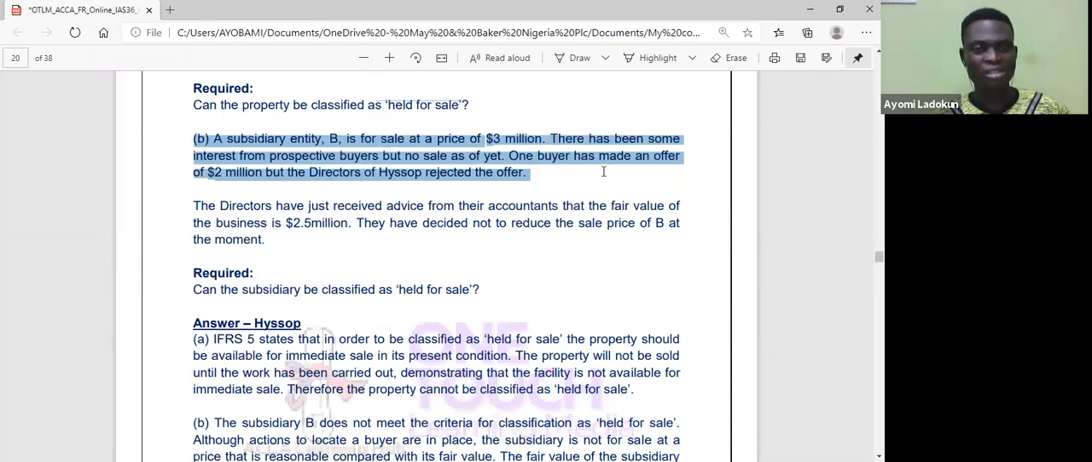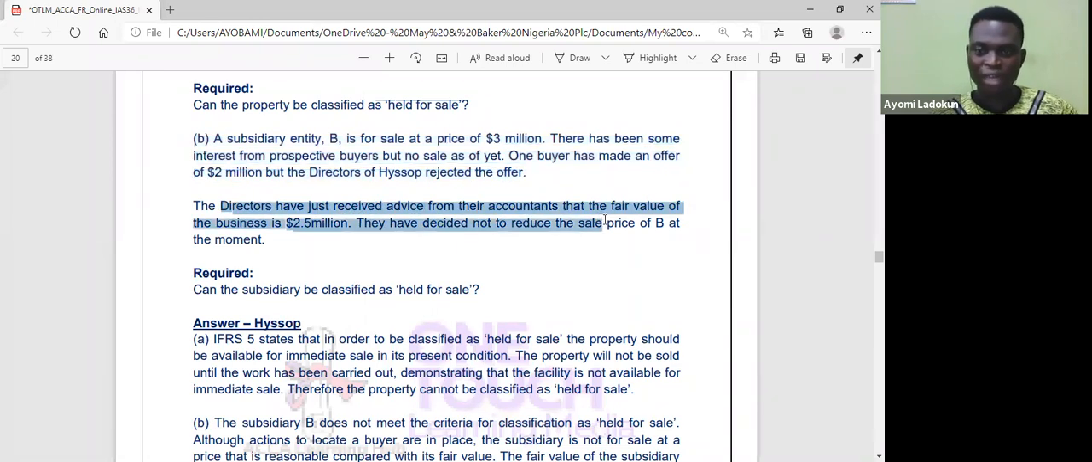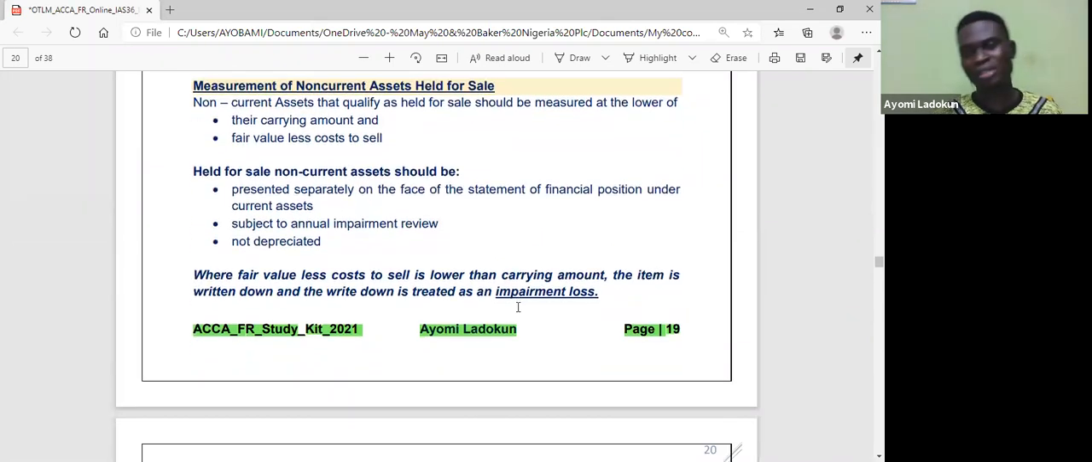A subsidiary entity B is for sale at a price of 3 million. There has been some interest from prospective buyers, but no sale as of yet. One of the buyers made an offer of 2 million, but the directors rejected the offer. Directors have just received advice from the accountant that the fair value is actually 2.5 million. They want to sell it at 3 million and have decided not to reduce it. Can they classify it as held for sale? No way, because the price offered for the asset is not reasonable in line with its fair value. It's as simple as that.